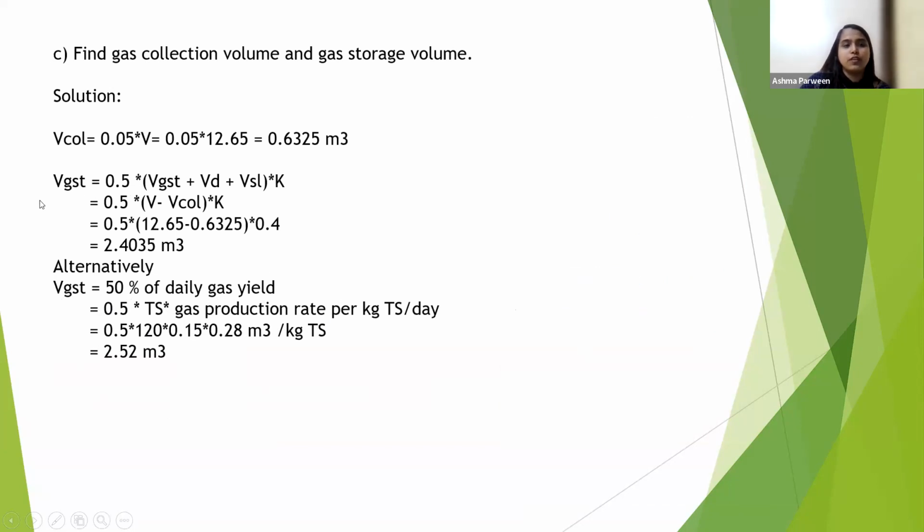meter cubes. So we are getting two values for gas storage volume, and to be on the safer side, we will take the larger of these values. So the gas storage volume will be 2.52 meter cube, and the gas collection volume will be 0.6325 meter cube. So now these are the questions which we were supposed to solve today.